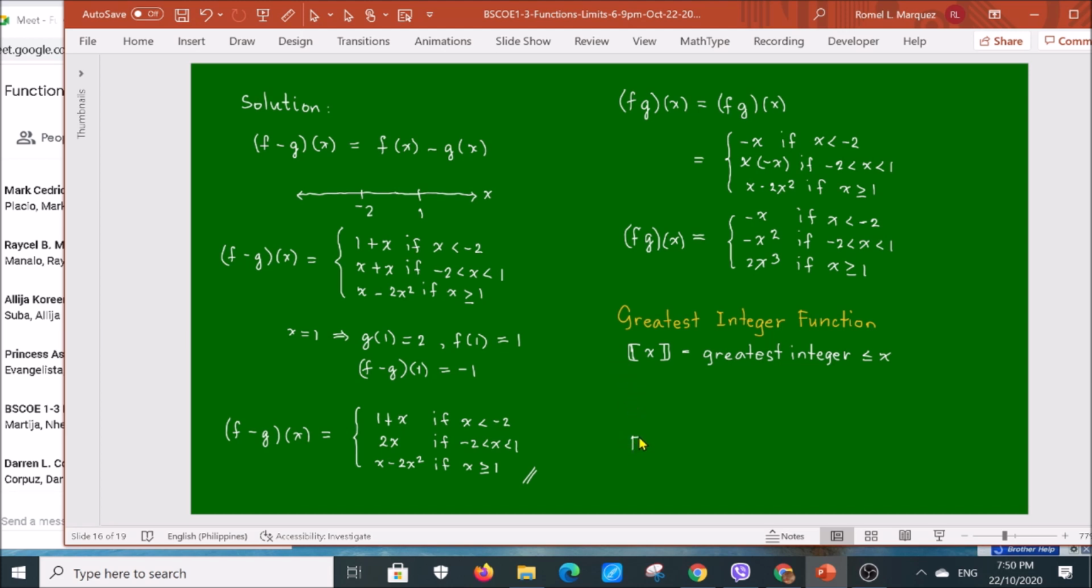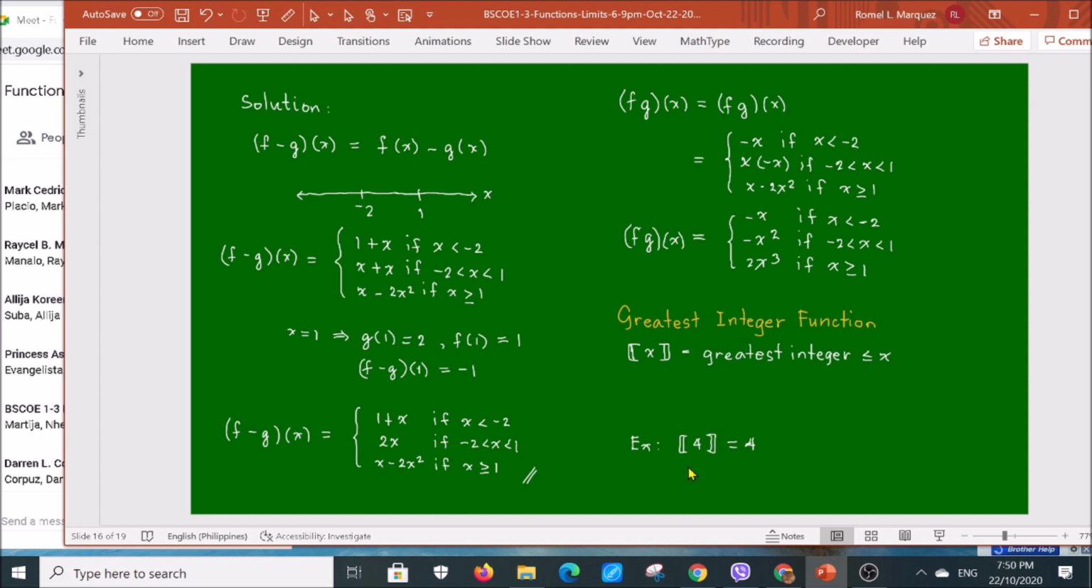So the greatest integer of 4 is still 4. So if your given is already an integer, that's already the answer. The greatest integer of negative 3 is negative 3.